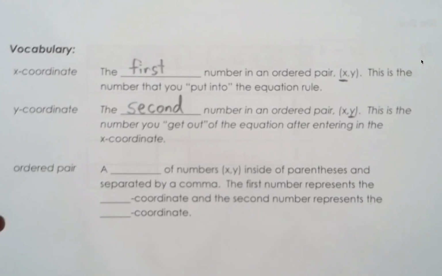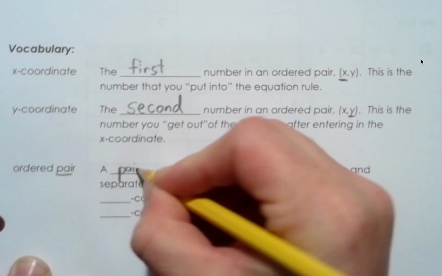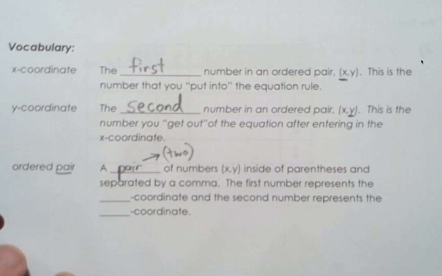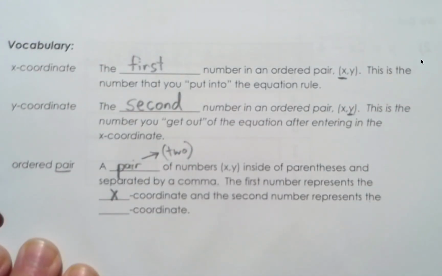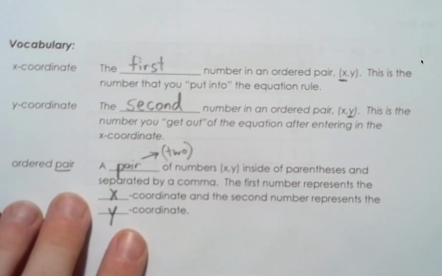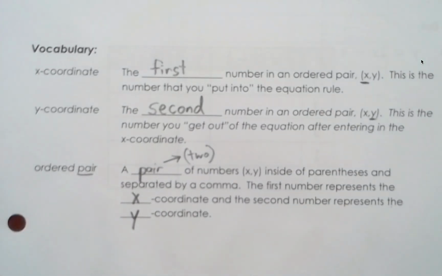And then lastly, the ordered pair. A pair. Pair means two. So it's a pair of numbers, x, y, inside of parentheses and separated by a comma. The first number represents the x coordinate, and the second number represents the y coordinate. Okay, so what we're doing today is a little bit different. We're not graphing, but you are going to see where ordered pairs come from. Ordered pairs come from equations.